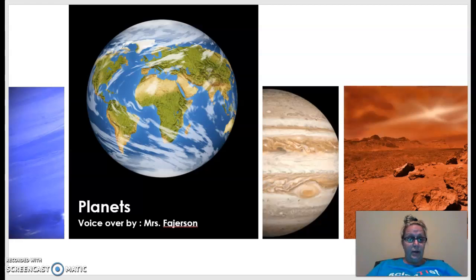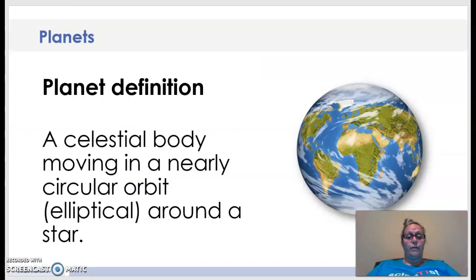Let's get started. All right, so the definition of a planet. A planet is a celestial body moving in a nearly circular orbit, or some people would call that elliptical, and it moves around a star. We call our star the sun. A celestial body means that it is something that has to do with space. And the circular orbit or elliptical orbit, it means it looks almost like an oval, or a squished circle. So that's the definition of a planet.